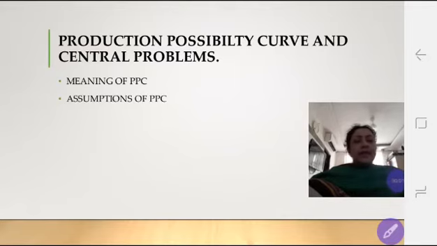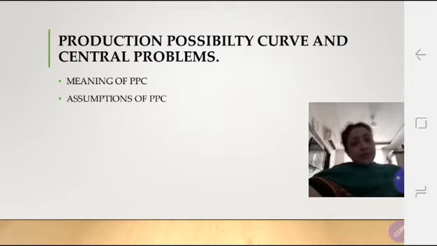Let us understand the meaning and assumptions of PPC. So when we talk about the meaning, a production possibility curve is the curve which shows various combinations of two goods that can be produced with available techniques and with the given amount of resources. The production possibility curve is also known as transformation curve.